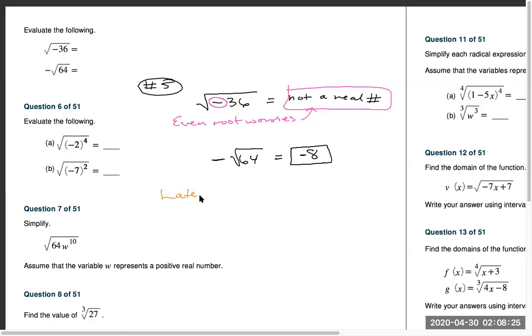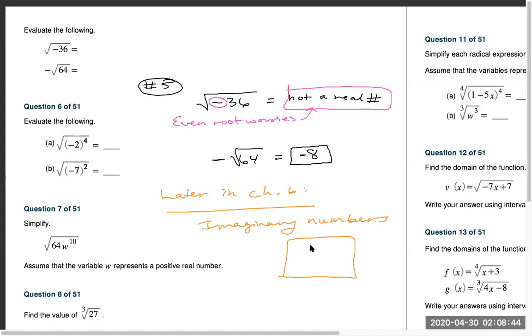But later in chapter 6, we cover imaginary numbers, which sounds funny because it's like, what? They're not really there then. But they are very much there. I like to give this diagram. Here's the real number system, and that includes whole numbers, natural numbers, like any number that you've been working with so far.